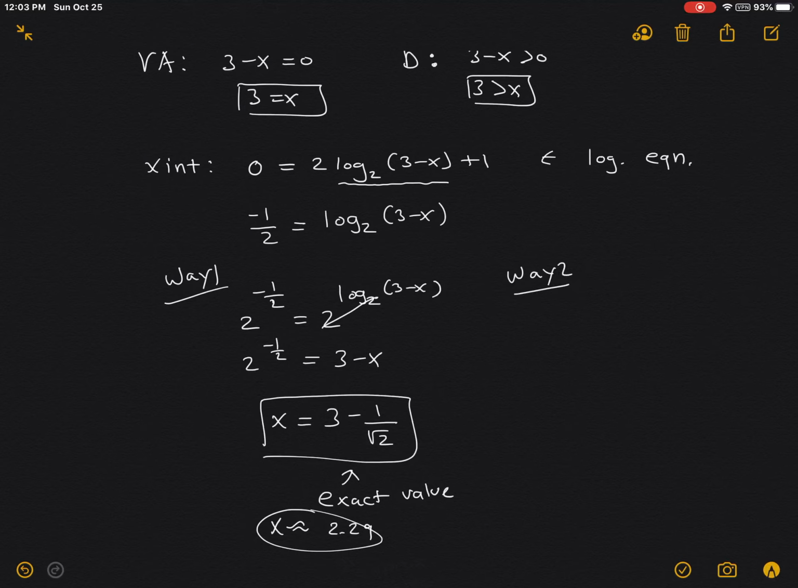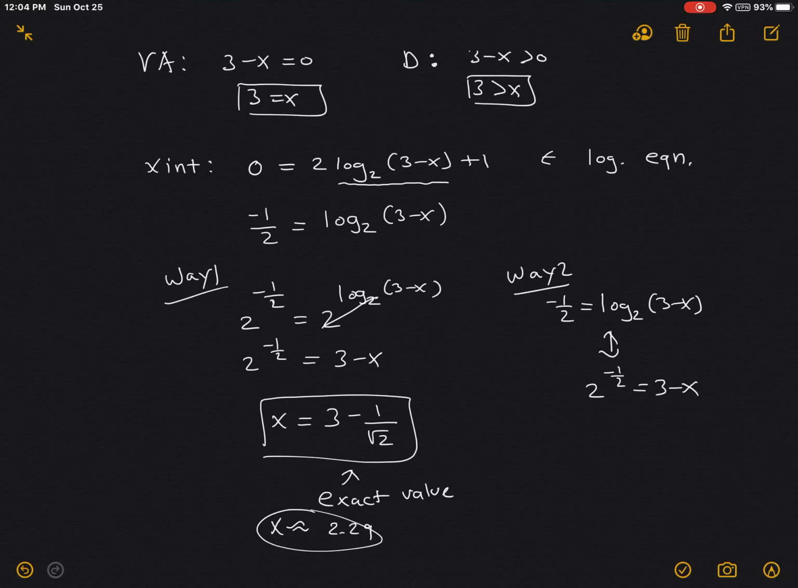Now, what is way 2 for solving this? Once you get down to this step, where it says negative 1/2 is equal to log base 2 of 3 minus x, you could just go directly from log base 2 of 3 minus x. Remember, you did a bunch of problems converting from log form to exponential form. You could just convert this and say, oh, 2 to the minus 1/2 is equal to 3 minus x. If you went directly from here to here, that's okay as well.